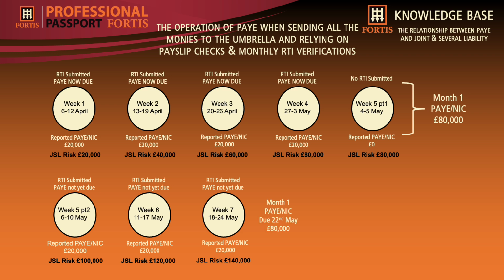Week 7 is an important week, as the PAYE that's been reported in month 1 is now due on the 22nd. Here we're confirming that the month 1 PAYE liabilities of £80,000 are now due.